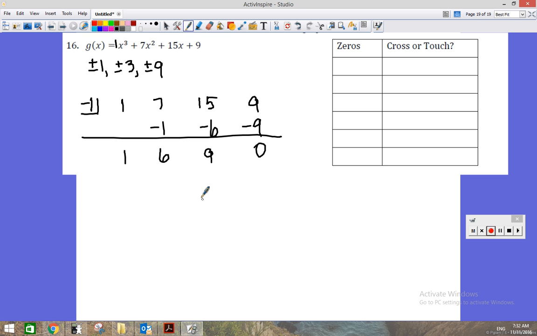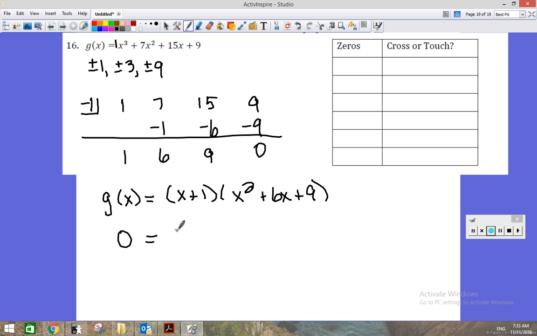So there we go, we have 1. So now we can factor this, and this x squared plus 6x plus 9, that's a quadratic. That'll be a perfect square. We can see that probably already. In factored form, it's written as x plus 1, and this x squared plus 6x plus 9, if we set this equal to 0, this factors as a perfect square, x plus 3 quantity squared.